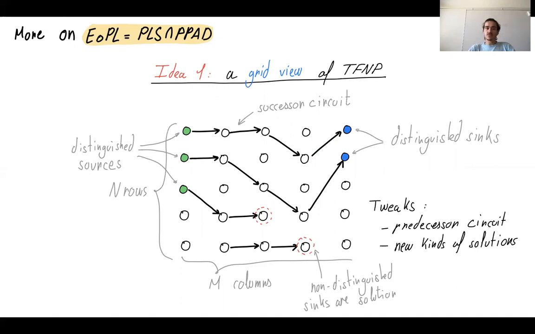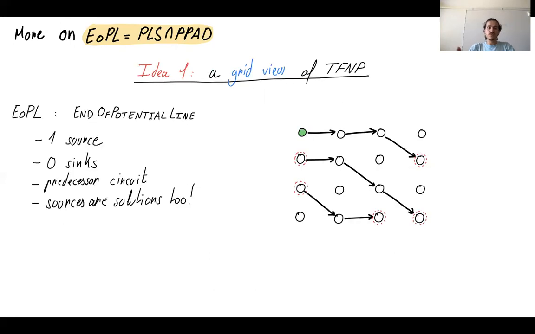Now, here are ways to tweak this grid problem. We can also add a predecessor circuit, which matches the successor circuit and allows us to backtrack in the instance. And also we can decide to add new kinds of solution. So without further ado, let me show how this grid problem can be massaged to be a complete problem for several classes in TFNP. So first, for the end of potential line, the problem would be as follows.